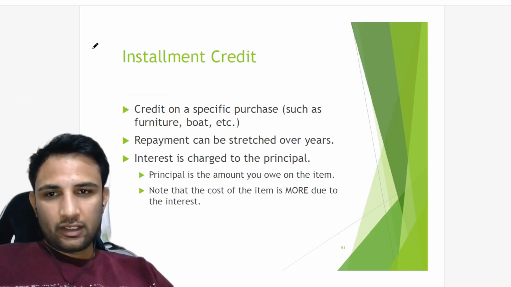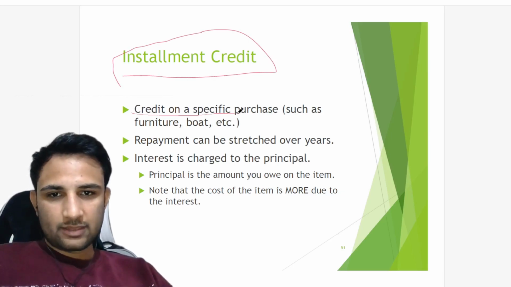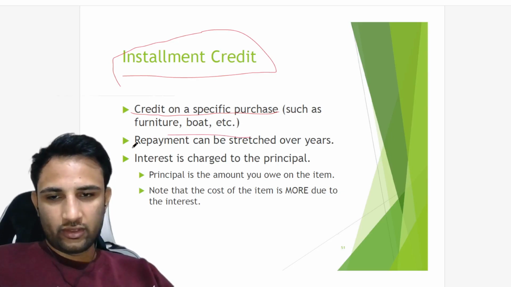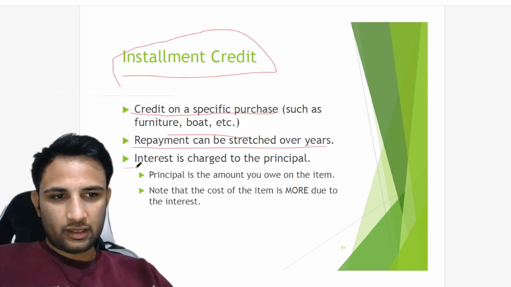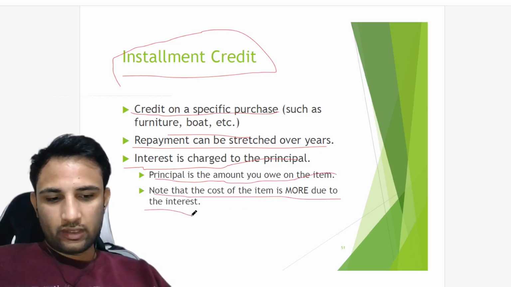What is installment credit? So installment credit is credit on a specific purchase such as furniture, boat, or etc. Repayment can be stretched over years and interest is charged on the principal. Principal is the amount you owe to own the item. Note that the cost of the item is more due to the interest.